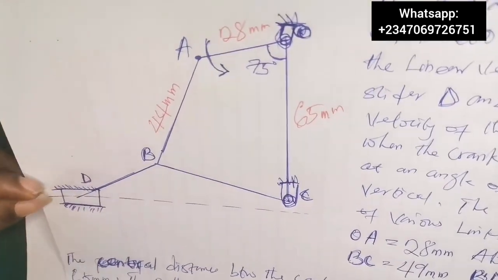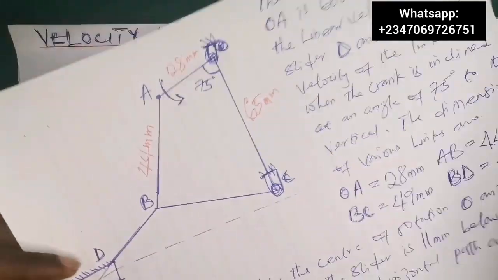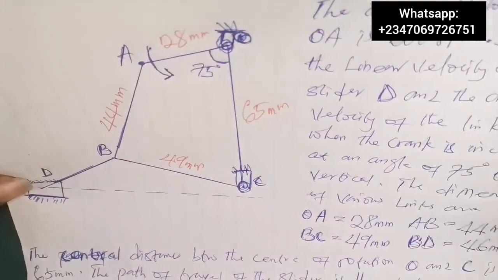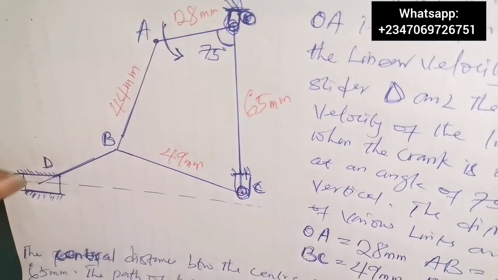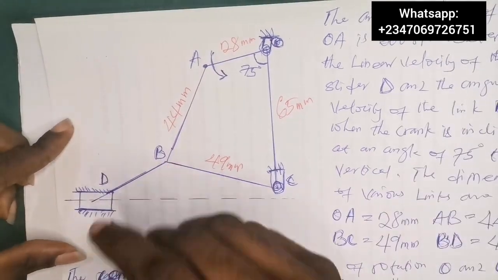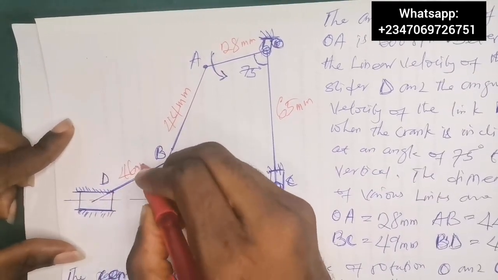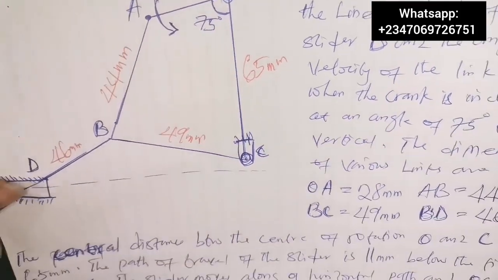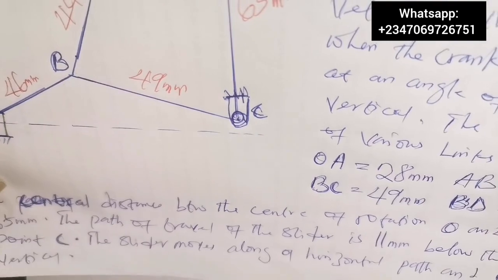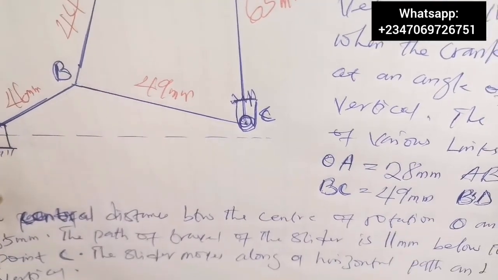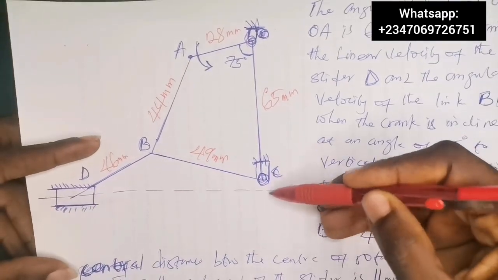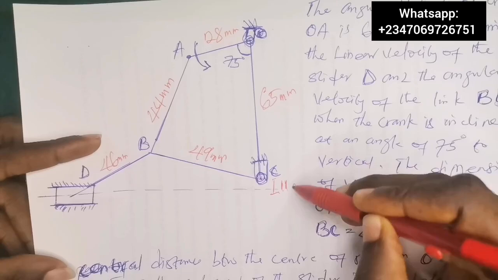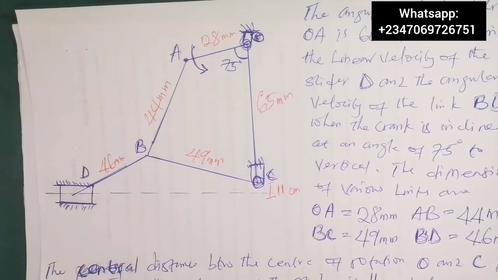Also, we are told that from B to C is 49 millimeter, and here is 49 millimeter. And we were told that from B to D is 46 millimeter, so here is 46 millimeter. And once more, the question says the path of travel of the slider is 11 centimeter below the fixed point C. So the distance from point C to this point below it is given simply as 11 centimeter. All right, so those are the dimensions.